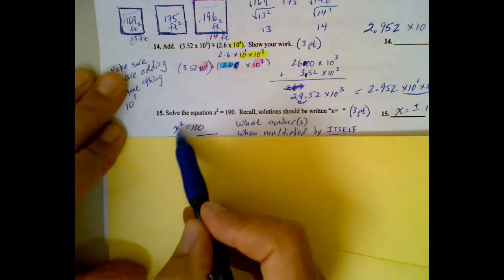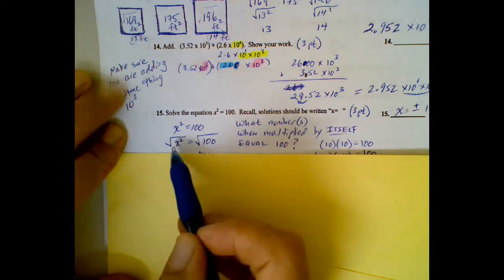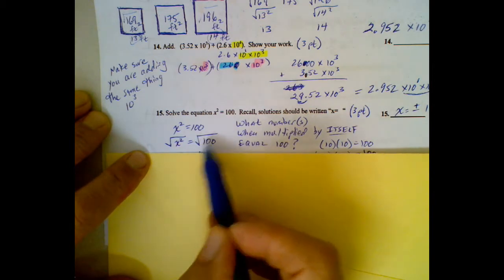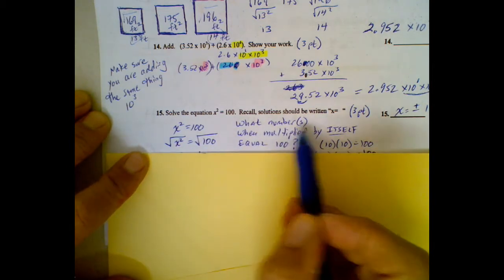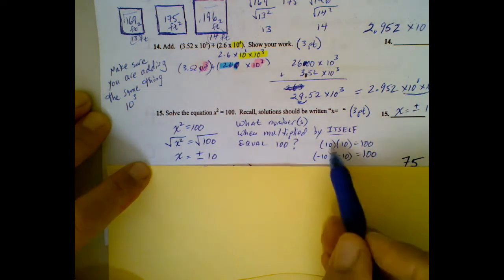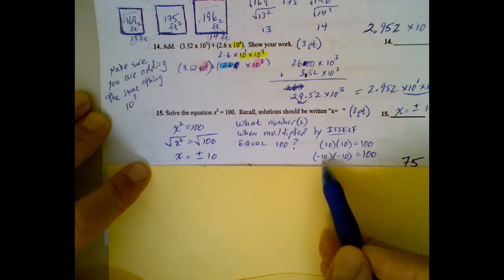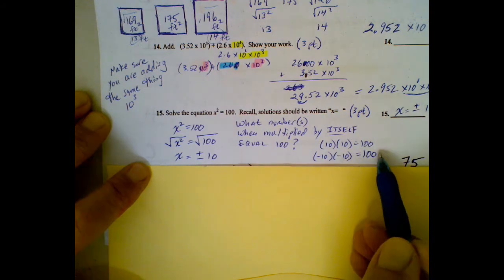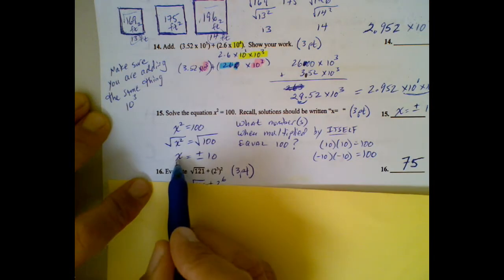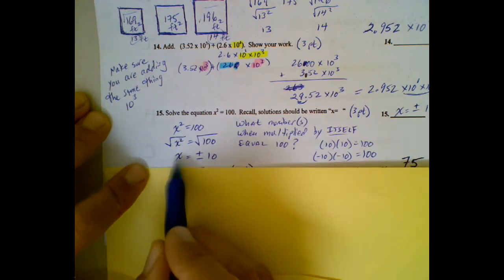So how do I undo a square? I take the square root. So if I take the square root of the left side, I must take the square root of the right side. So what number or numbers, when multiplied by itself, equal 100? Well, there's 2. 10 times 10 is 100. Negative 10 times negative 10 is also 100. So this equation has 2 solutions. X equals positive 10 and x equals negative 10.